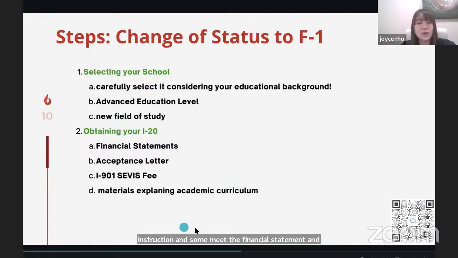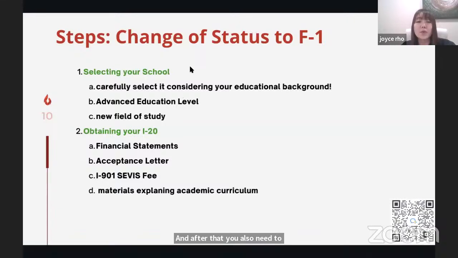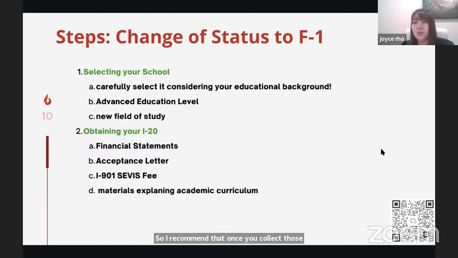And after that, you also need to pay the I-901 service fee online. And you also need to collect some materials explaining your academic curriculum. The reason why I'm jotting down this information one by one, A through D, is that this information is quite essential evidence when you prepare the change of status form with USCIS. So I recommend that once you collect those things, please keep them with you so that you are directly ready for the COS process.